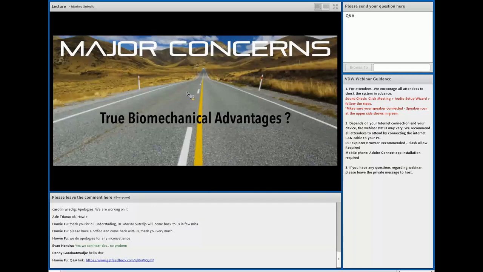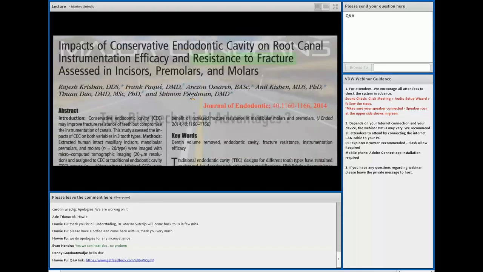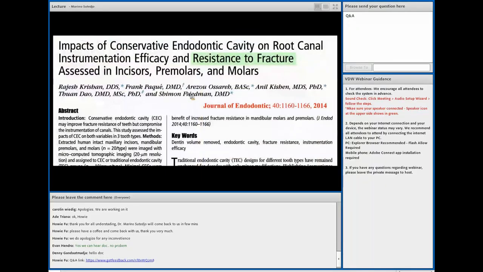Let's see first about each type of access cavity. The main concern about these three types of access cavity, or conservative access cavity, is that they really have some clinical or biomechanical advantages that we should then apply to our procedures in creating our endodontic access cavity.